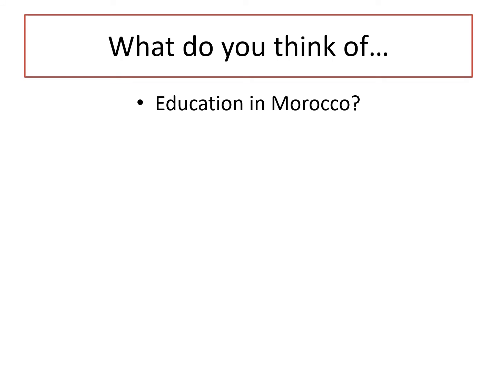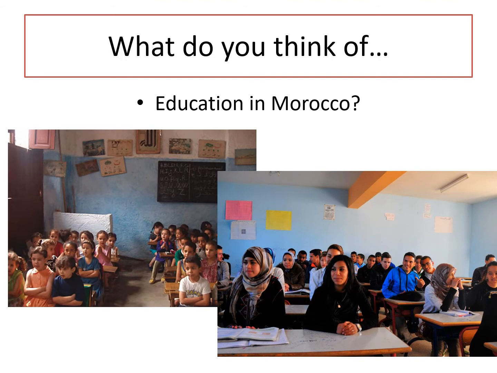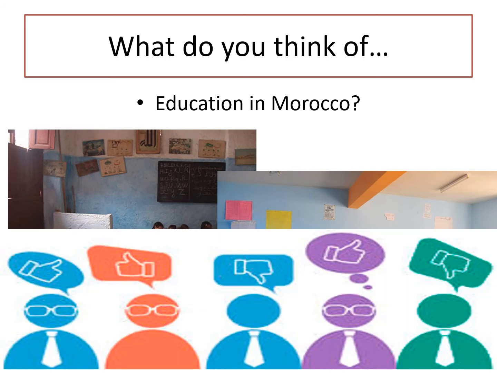Now let's have these topics and try to discuss them. What do you think of education in Morocco? Or what is your opinion about education in Morocco? If I give you this picture, you may have an opinion. I think that education in Morocco needs more improvement. Now what if I show you this picture? It looks fine, so you think that education in Morocco is just fine. You may have different opinions about the same topic if you are put in different situations, but in all cases, you give your opinion. You say what you think about a certain topic.